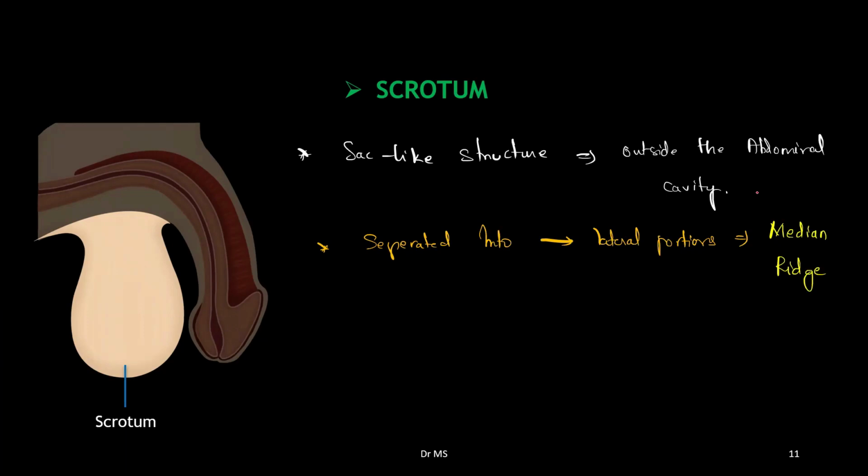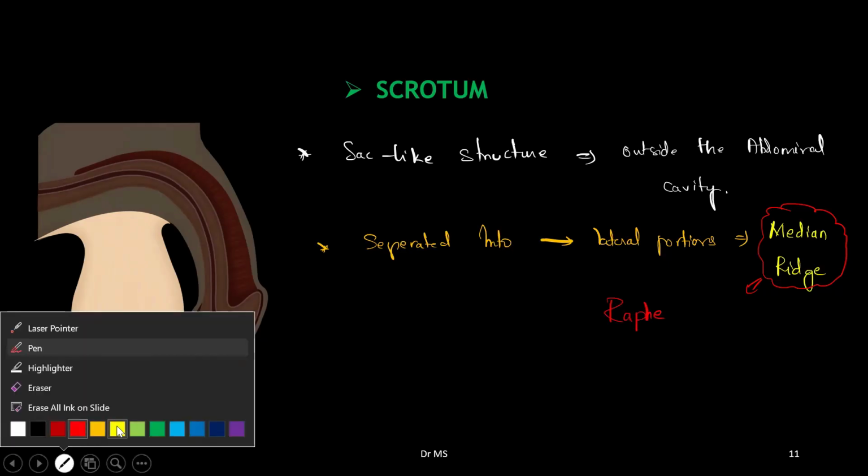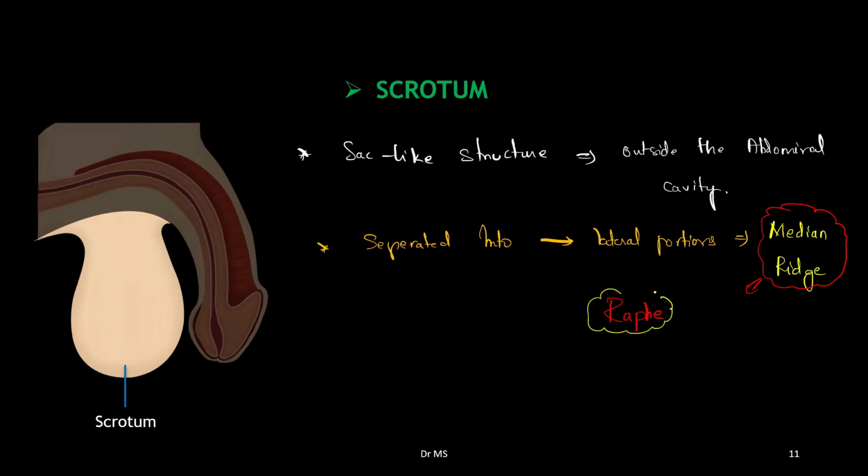So this median ridge is called the raphe. This is very, very important. Remember this. Clear? This is the external division that we call the raphe. The same internally, whatever the scrotum is there, it is divided into two rooms, two septum. Remember this.